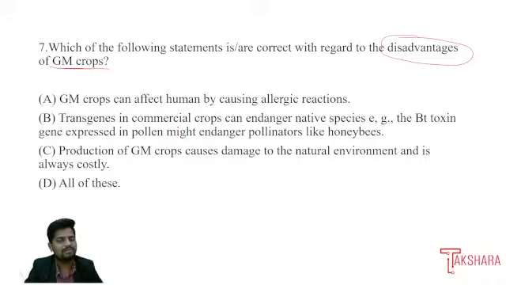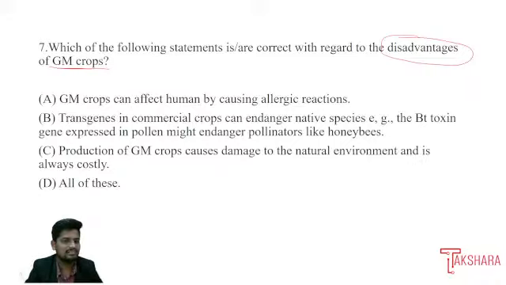But coming to the statements of disadvantages, these crops can affect humans by causing allergic reactions. Statement number one: if we take genetically modified crops, they can affect humans and give some kind of allergic reactions with overutilization of these crops. So statement A is a correct one.